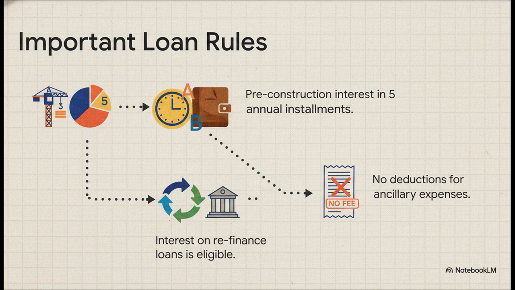Like you might be wondering, what about the interest you paid before the house was even finished? Good news, that pre-construction interest is totally deductible in 5 annual installments, starting the year construction completes. Another huge benefit is that this deduction is on an accrual basis, meaning you can claim it even if you haven't actually paid the bank yet, as long as the interest accrued. Refinancing? That's eligible for sure. Just don't try to deduct your broker's commission or the bank's processing fees. Those are strictly off limits.